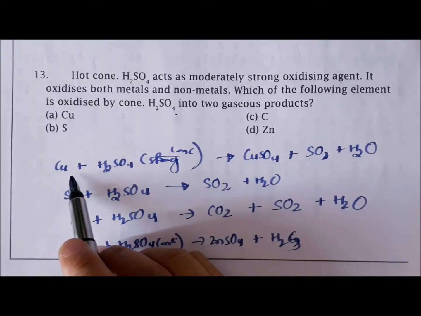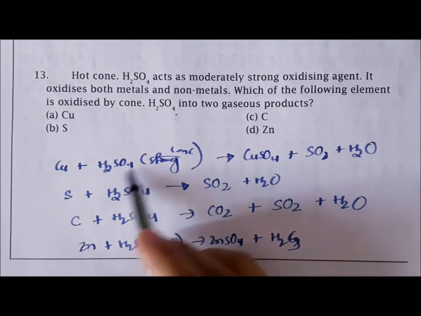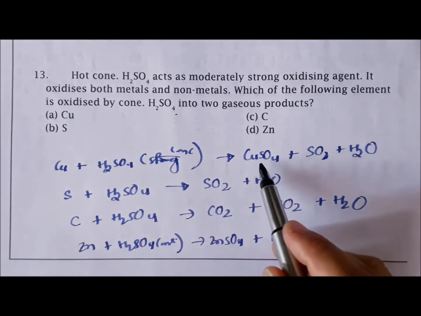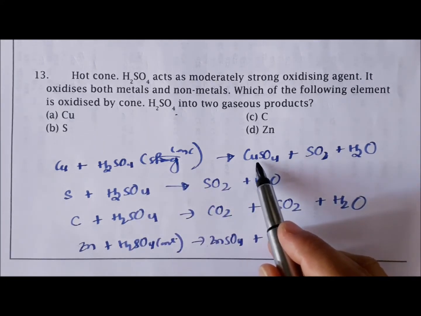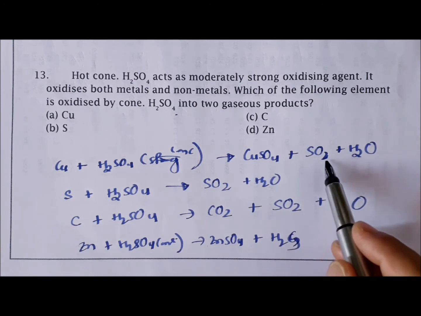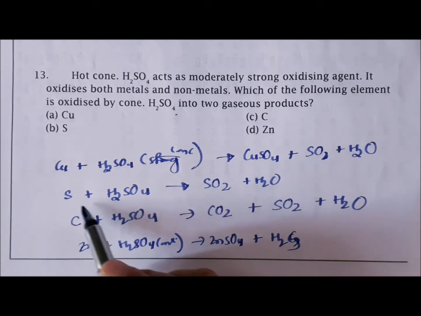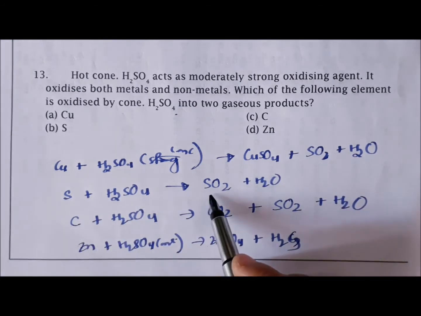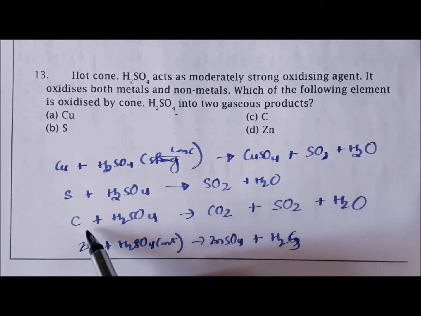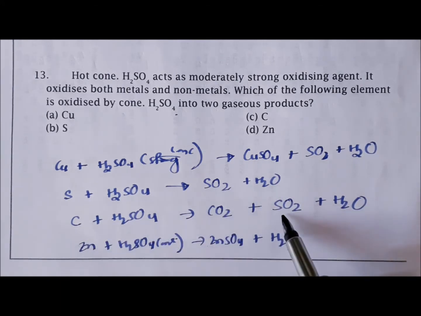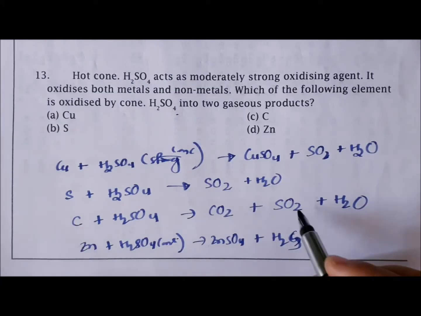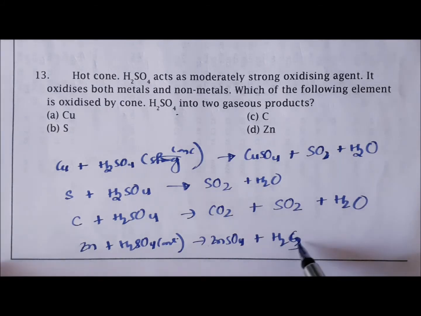Whenever copper reacts with sulfuric acid, it will form copper sulfate and sulfur dioxide. Sulfur will oxidize to sulfur dioxide, and water. Carbon will oxidize to carbon dioxide, sulfur dioxide and water. And zinc will form sulfur dioxide, which it further reduces to H2S or sulfur. Zinc acts as a strong reducing agent.